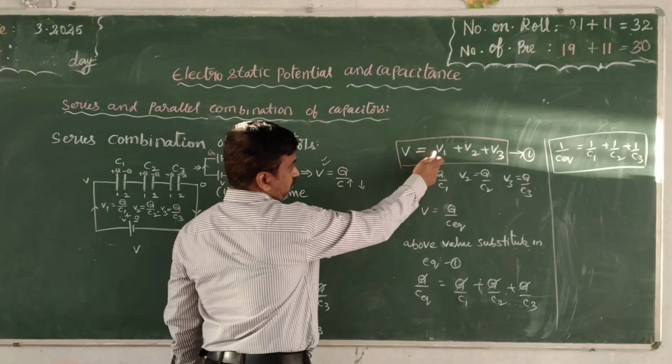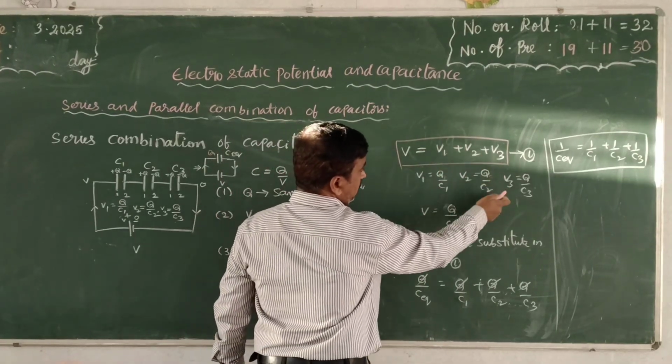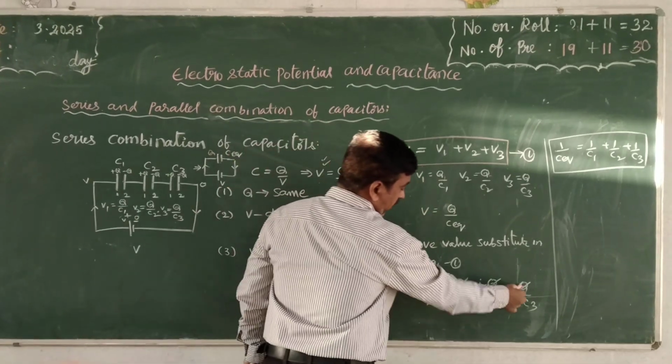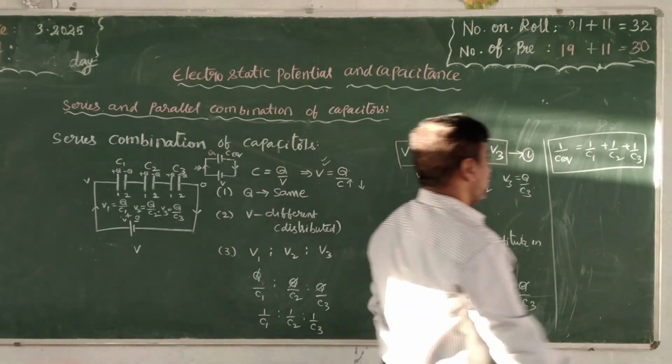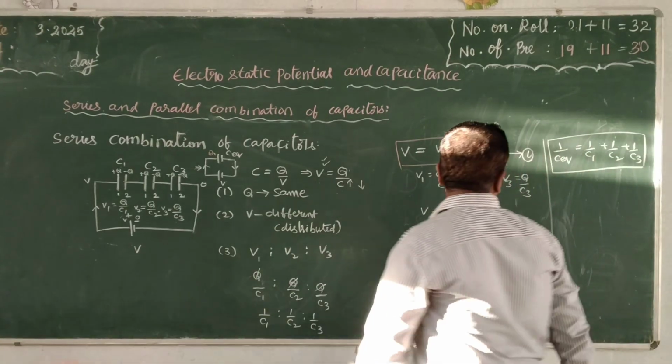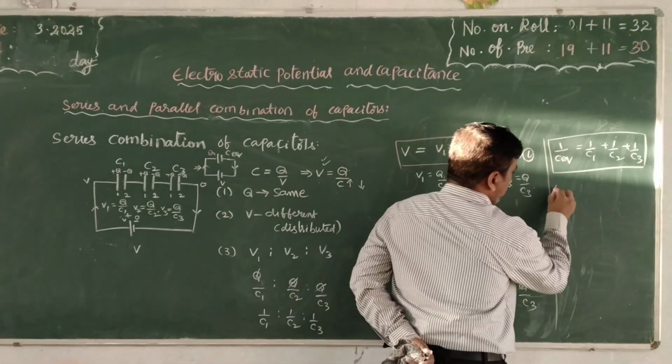Instead of V1 we write this, V2 this, V3 this, and V this. Q is common and cancels. So what we get is 1 by C equivalent equals 1 by C1 plus 1 by C2 plus 1 by C3.